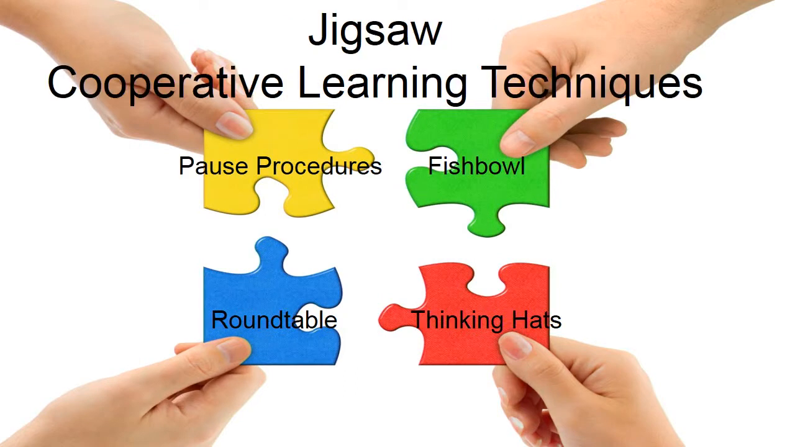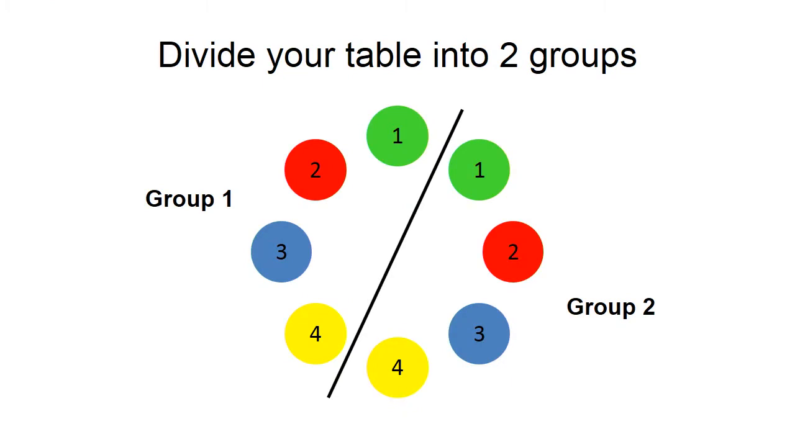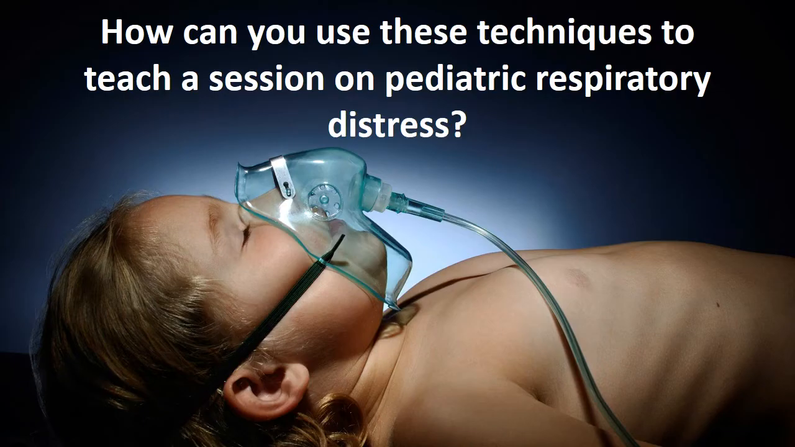We're actually going to use the jigsaw to think about 4 other interactive learning techniques that you can use when you're doing lectures. We're going to have you look at pause procedures, fishbowl, thinking hats, and roundtable discussions. So we've got you divided up into groups, and when you read through your technique, which is on the side that doesn't have the picture, I want you to think about how you could use your technique to teach your learners about, say, someone who's having pediatric respiratory distress.